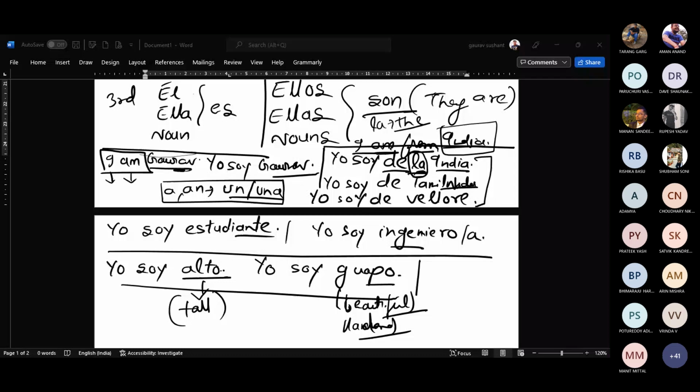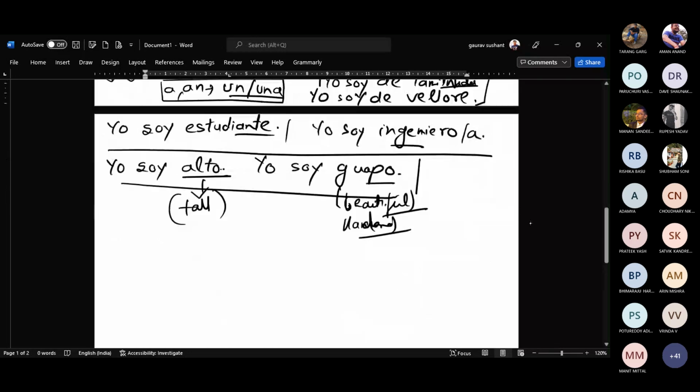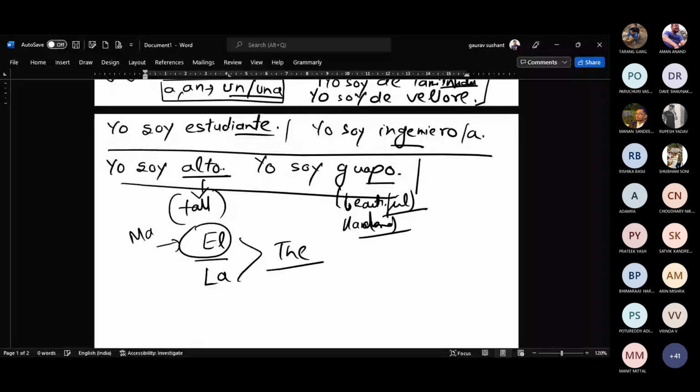Lo is basically a pronoun. Okay, that is a subject, what do you say, object pronoun. And that is not of your level right now to understand. But I can just tell you the other part, that the opposite of la is el. Okay, both of them refer to the meaning "the". But el is basically a masculine article, and la is a feminine article.